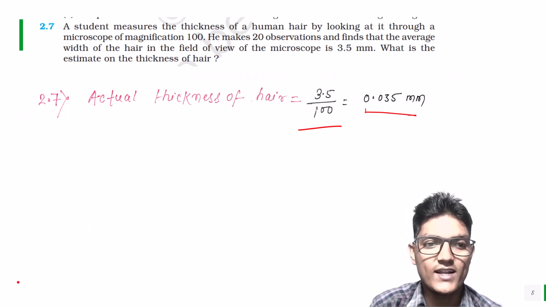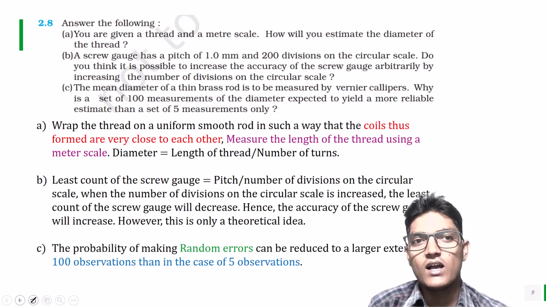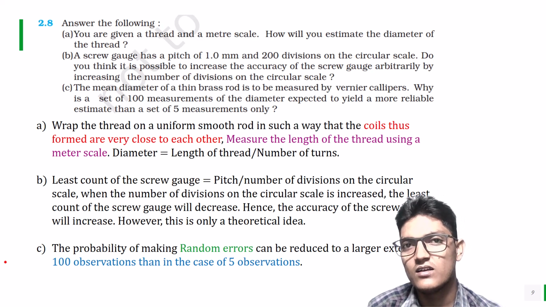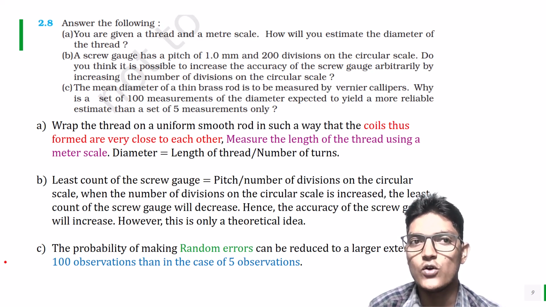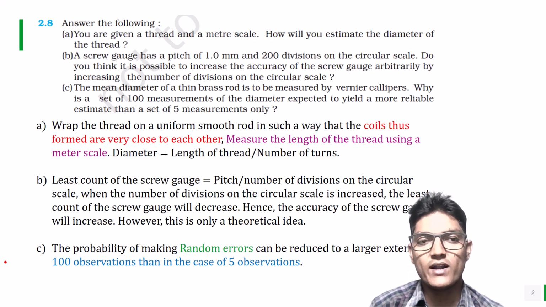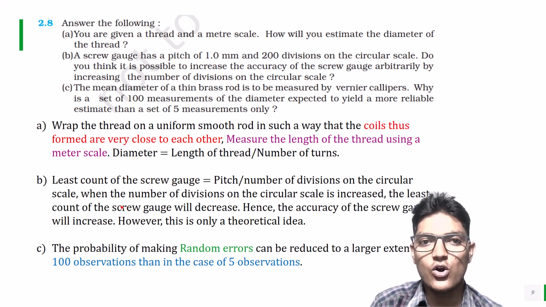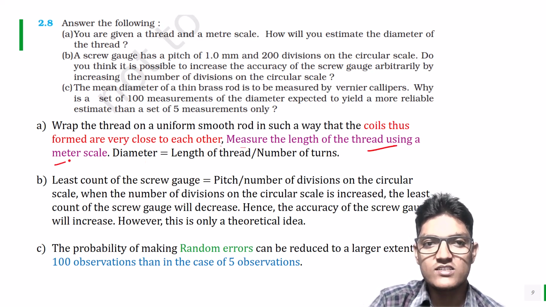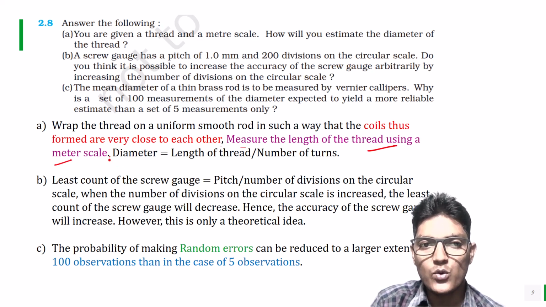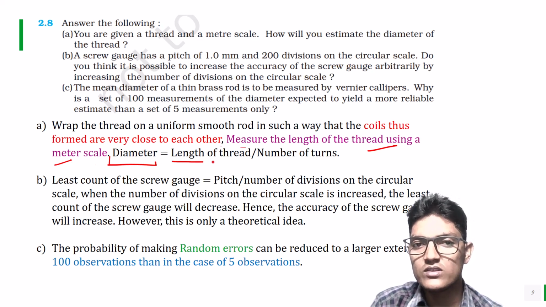ओके, इसके बाद जो हमारा नेक्स्ट क्वेश्चन है, एज यू कैन सी, आंसर द फॉलोइंग. यू आर गिवन अ थ्रेड एंड अ मीटर स्केल. हाउ विल यू एस्टिमेट द डायमीटर ऑफ द थ्रेड? सो फर्स्ट ऑफ ऑल जो हमारा थ्रेड होगा, wrap the thread on a uniform, a smooth rod in such a way that the coil thus formed are very close to each other, and measure the length of the thread using a meter scale. So diameter का क्या फॉर्मूला हो जाएगा? Total length of the thread divided by total number of turns.